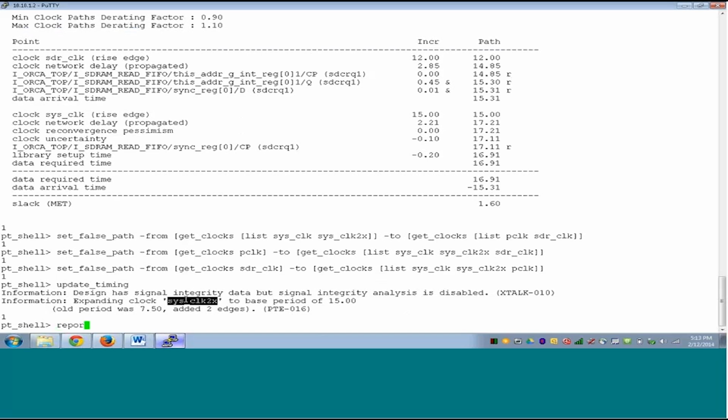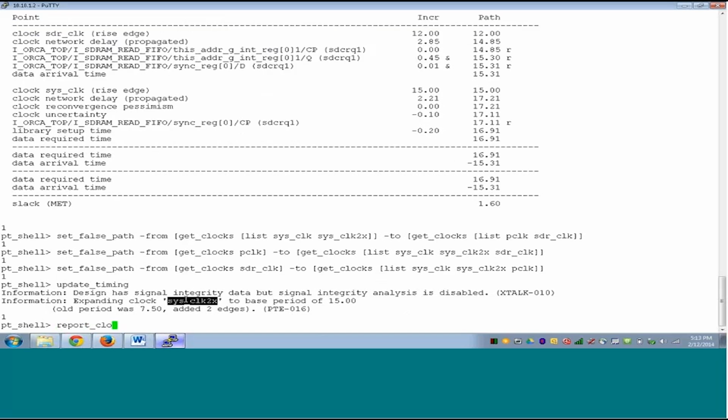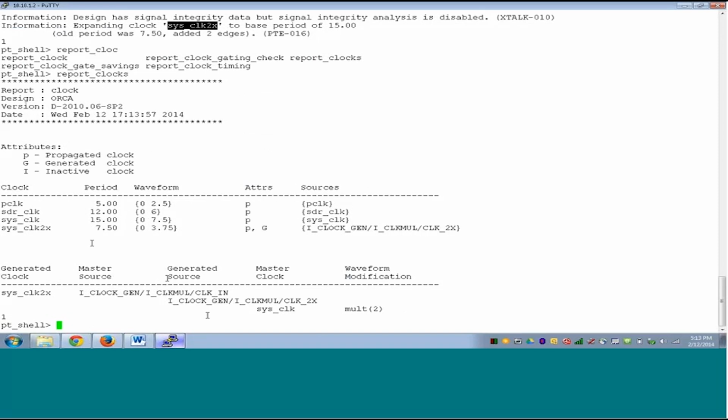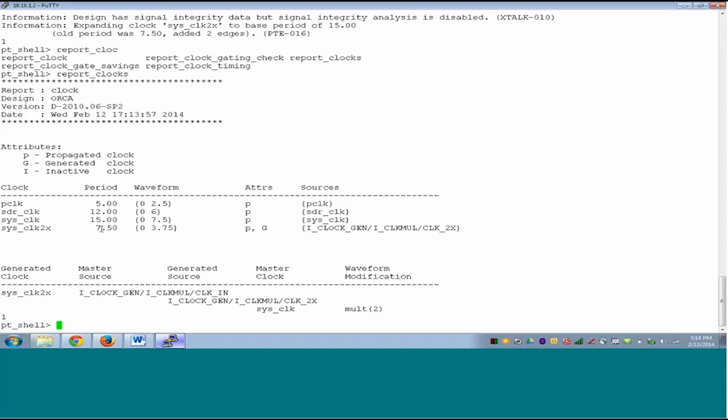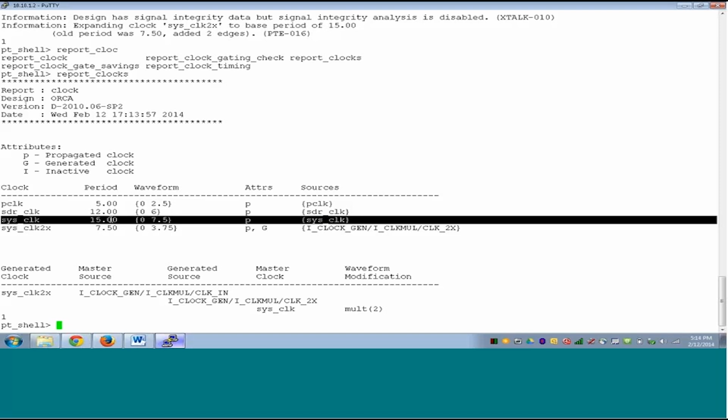Now let's report clocks again. Sys clock 2x period is 7.5. Sys clock period is 15. Both of them are synchronous. That is why PrimeTime needs to expand the period of sys clock 2x to 15. The LCM of these two, 15 and 7.5, is 15. It's a typical case of a master clock and a multiply-by-2 or a master clock and a divide-by-2. It's a typical case, right? Now my constraints are good enough except input and output delay.